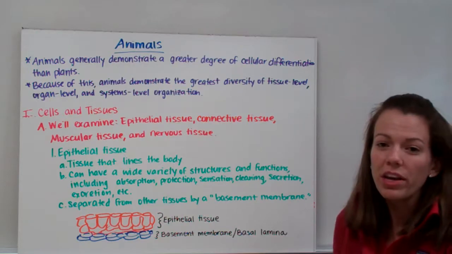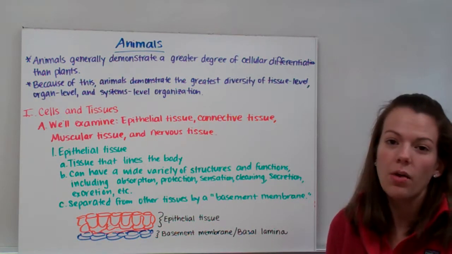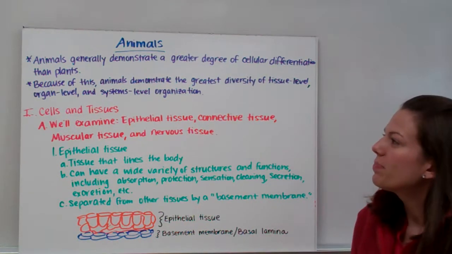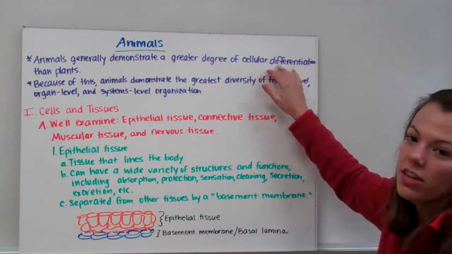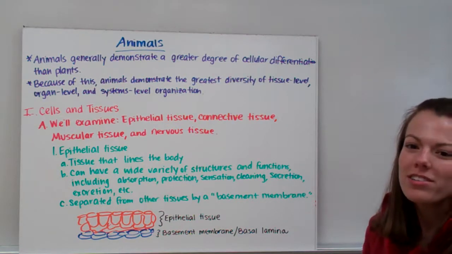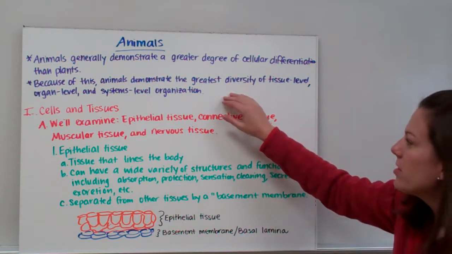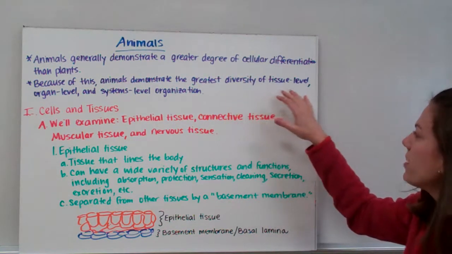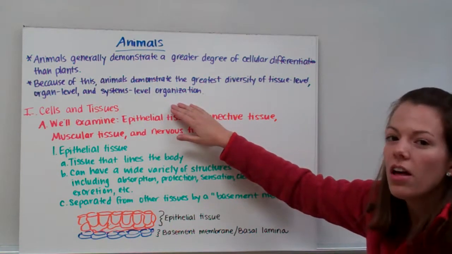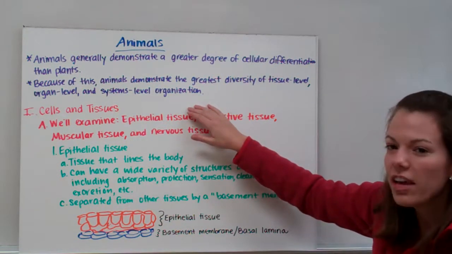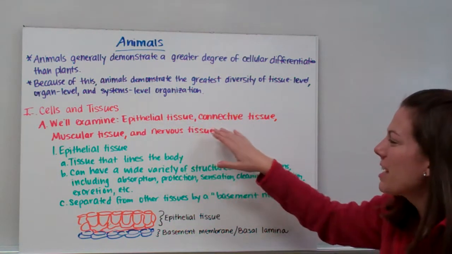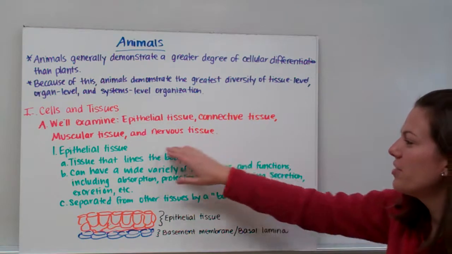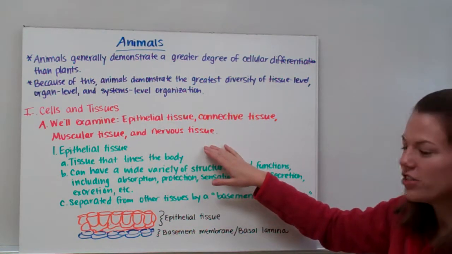All right, we're at part 3 of our introduction to physiology, and now we'll be discussing animal physiology. Animals generally demonstrate a much greater degree of cellular differentiation than plants or protists or fungi. Because of this, animals demonstrate the greatest diversity of tissue level, organ level, and systems level of organization. Let's look at the cells and tissues of animals. We'll examine epithelial tissue, connective tissue, muscular tissue, and nervous tissue.